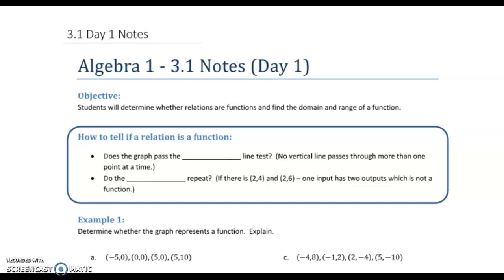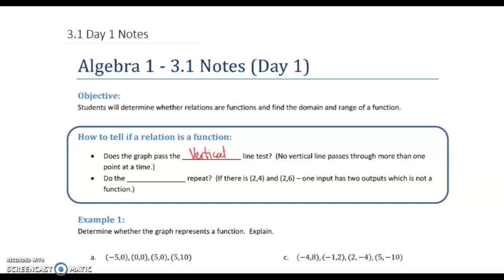So we're gonna use our foldable to answer some of these questions. They're pretty short. We're just practicing, is it a function? So, how to tell if a relation is a function. Does the graph pass, that's the vertical line test. So, the vertical line test, meaning no vertical line passes through more than one point at a time.